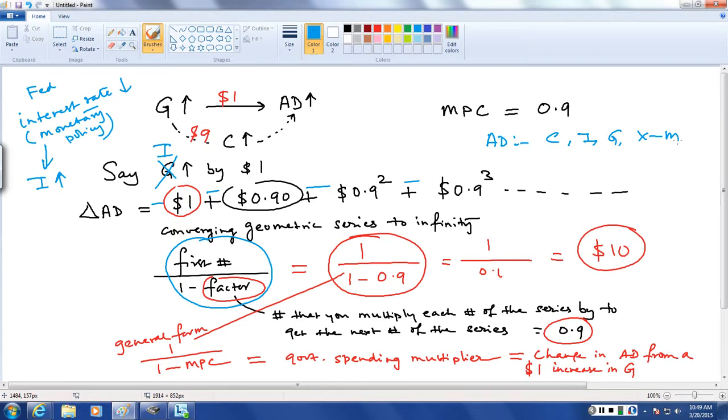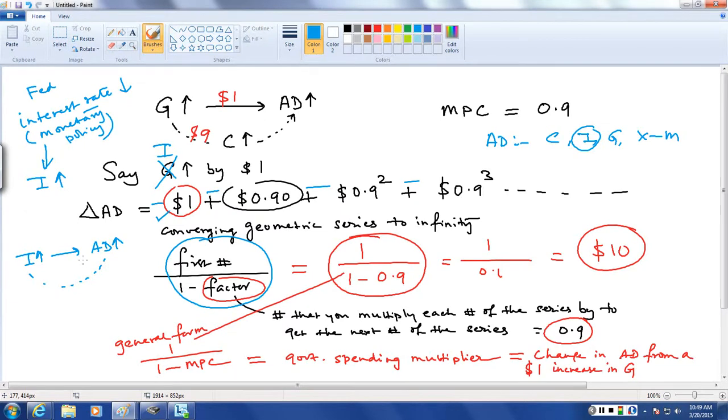So when investment spending goes up by $1, since I is a part of AD, right away you have this $1 increase in AD. Is that right? So that would be the direct effect. So I'm going to put it like this: I goes up, that directly causes AD to go up. But would there also be now an indirect effect?